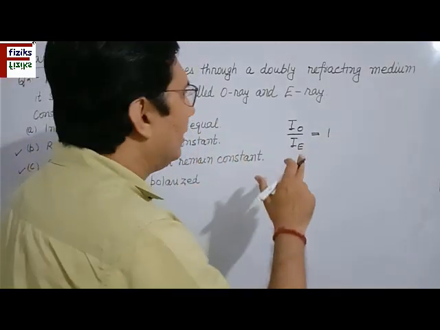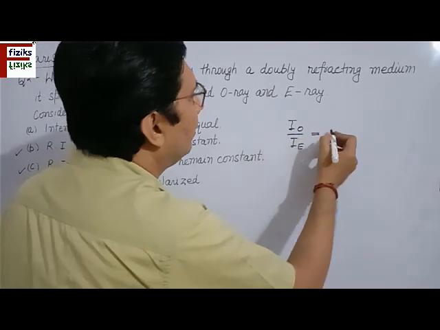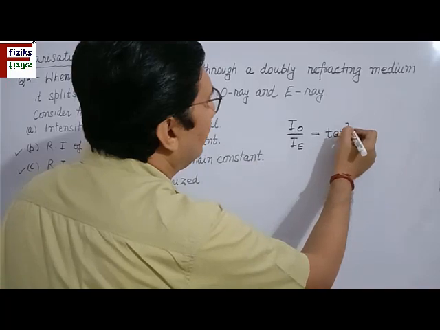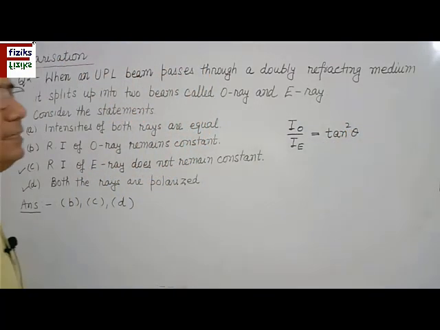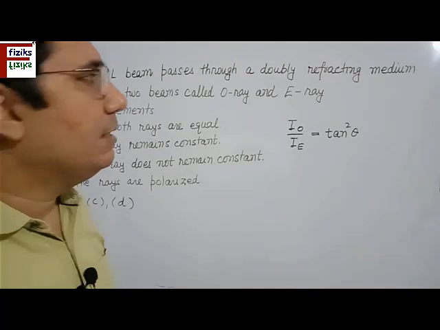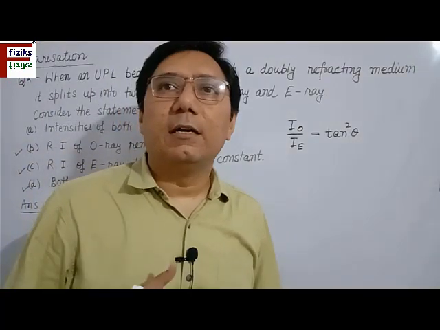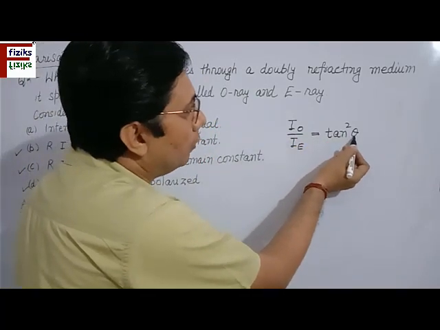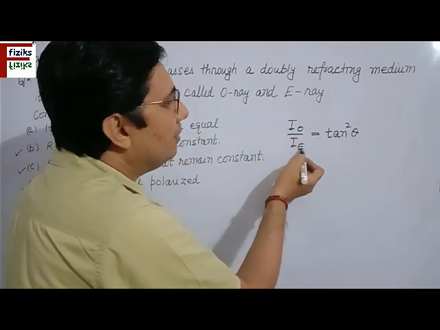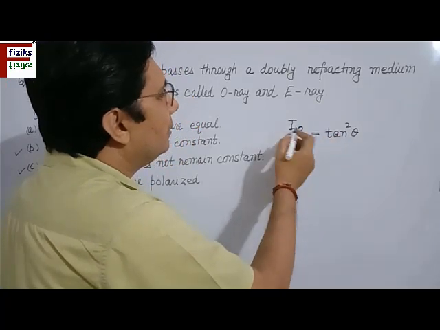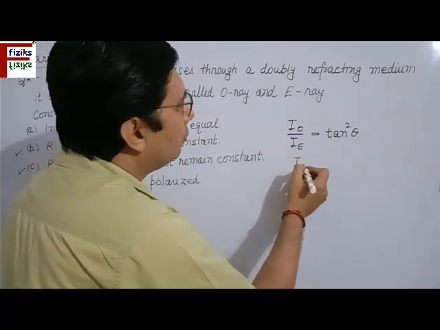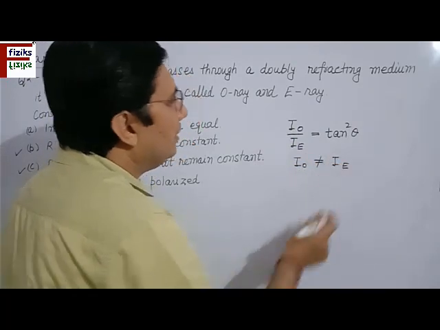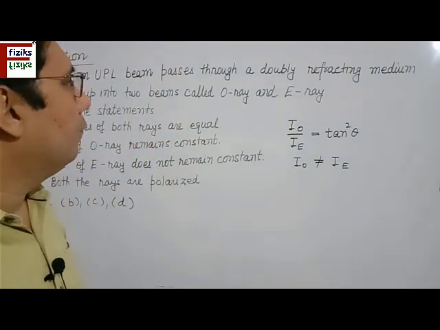But in the earlier question, in question number 1, we have already seen that IO upon IE is equal to tan square theta. And this theta can be 30 degree, it can be 40 degree, it can be 45 degree, it can be 60 degree. See, only if this theta is equal to 45, then IO and IE will be equal. In other cases, IO in general will not be equal to IE, except the case when theta is equal to 45 degree.